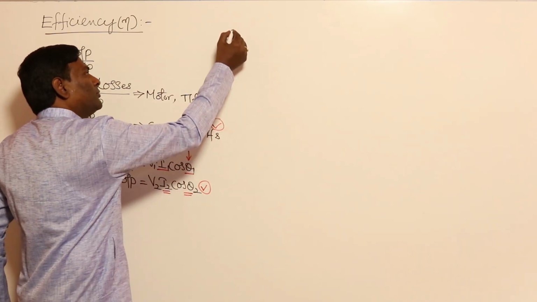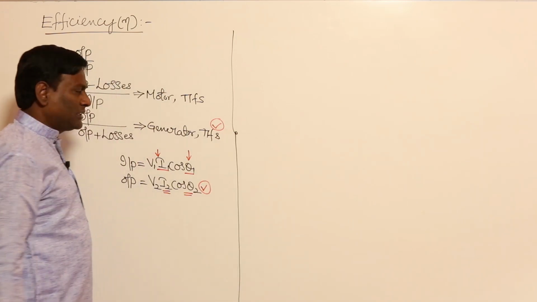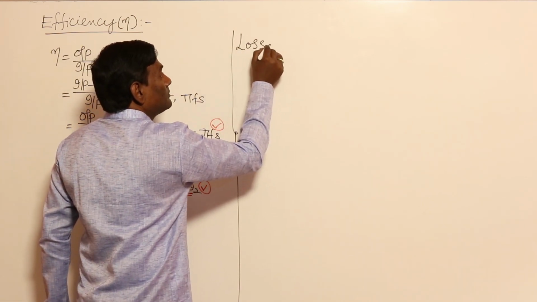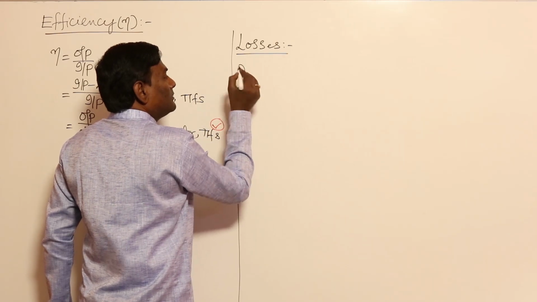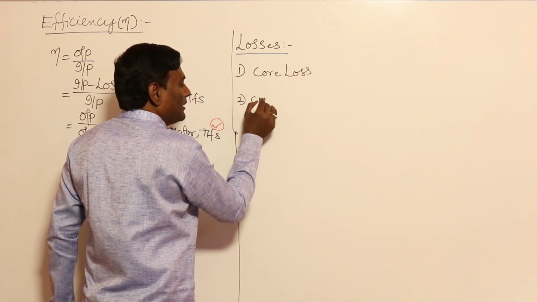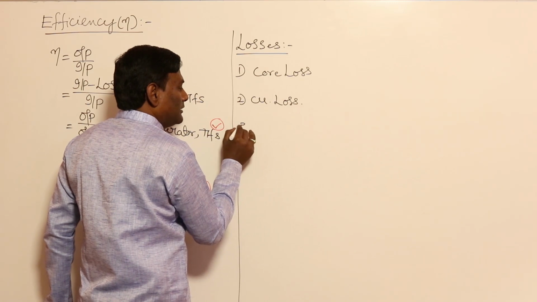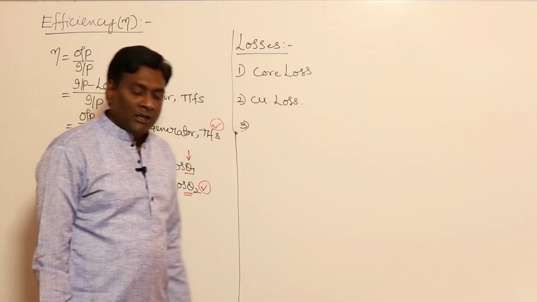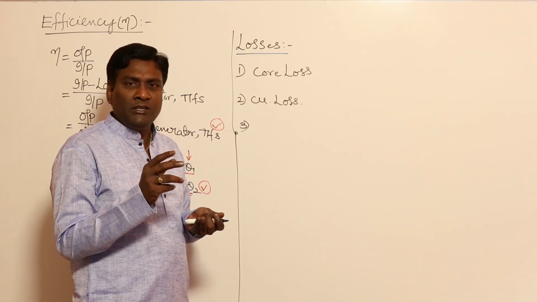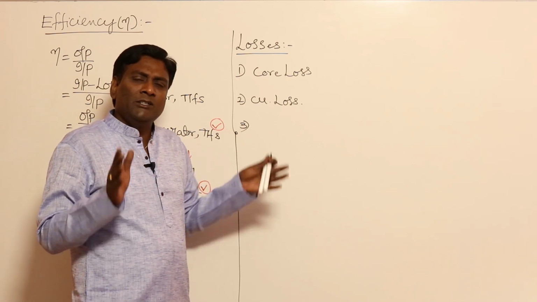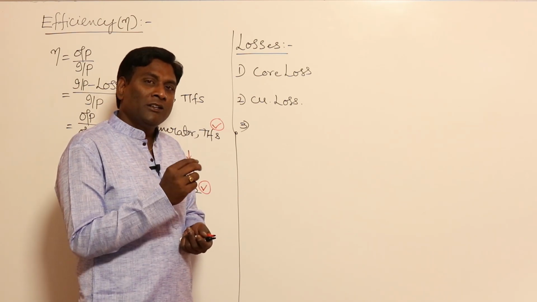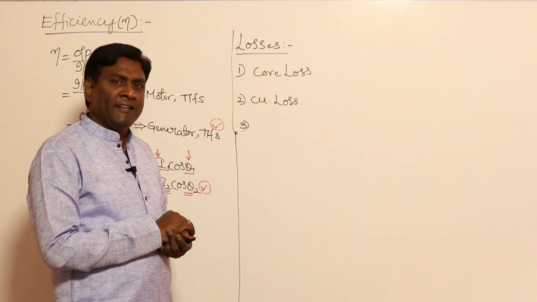Now let us think about how many losses there are in a transformer, because we have to know the losses. In losses, directly core loss will be there, and second thing is copper loss will be there. Third thing is, transformer is the highest possible efficiency machine, because in motor and generator rotating parts will be there, so mechanical losses will be there. But in a transformer, the moment it's static, there will be no rotation of anything. Because of lack of rotating parts and lack of mechanical losses, the transformer becomes the highest efficiency machine.